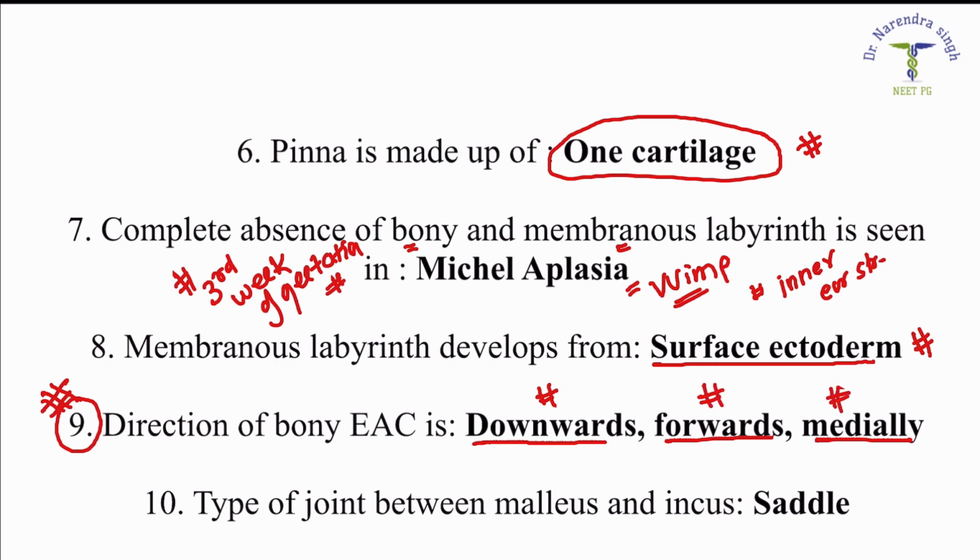Last question for today's series is question number 10, which says, the joint between malleus, one bone is malleus, the second bone is incus. So the joint between malleus and incus is a saddle joint. We have to keep in mind the joint between malleus and incus is the saddle joint.